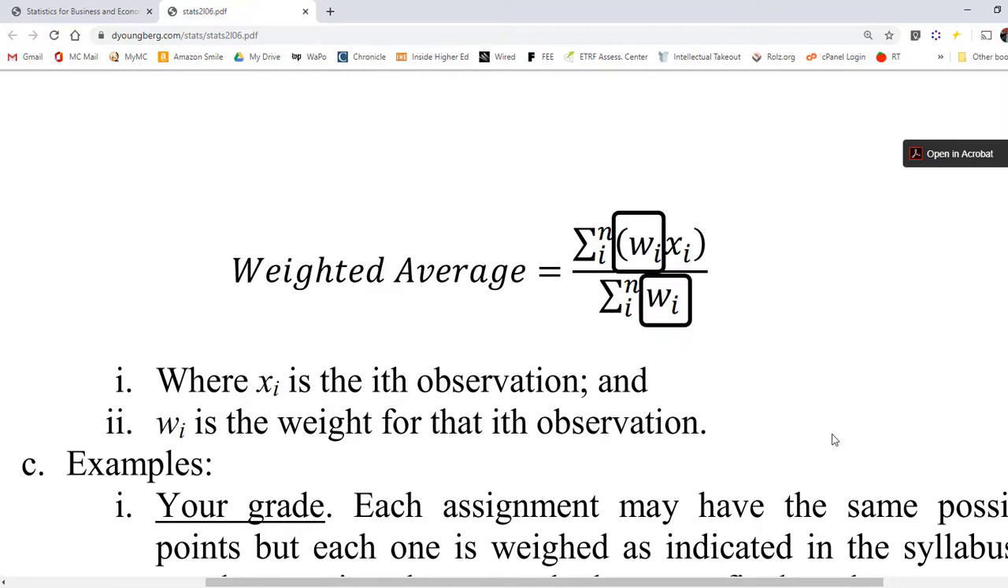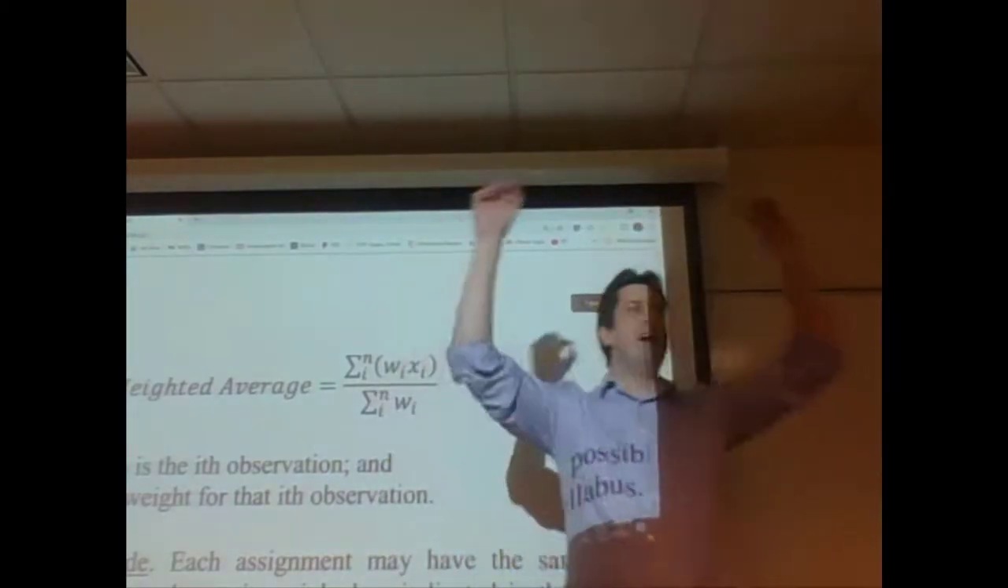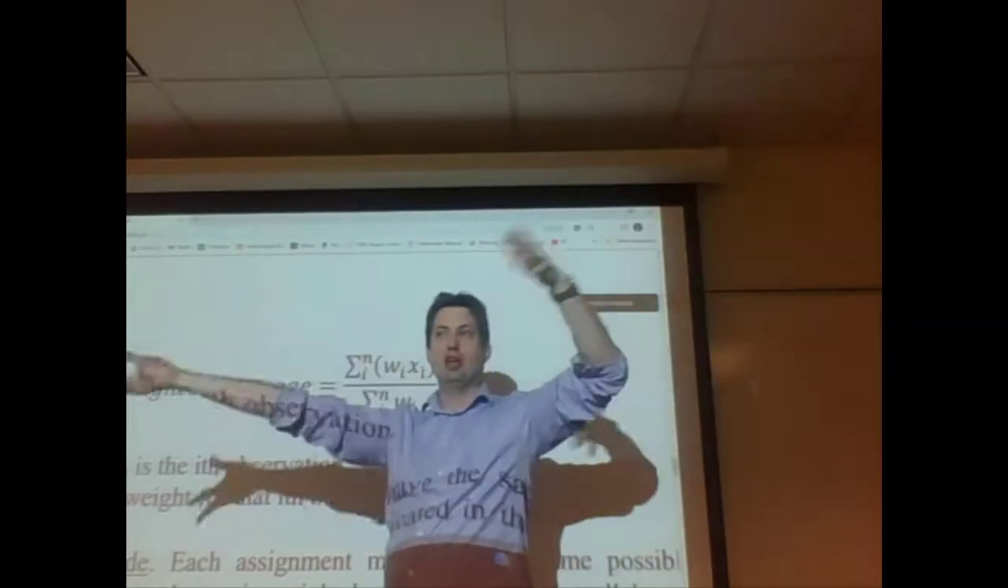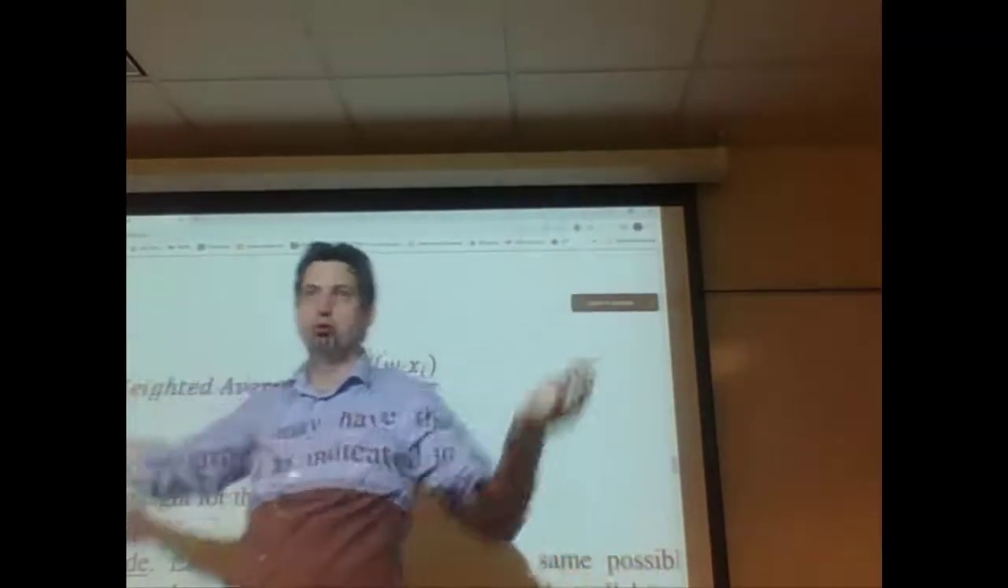The W's are the weights. Note we take the weight and we multiply it by some corresponding value. This is the mathematical way of telling you to match the individual values. So the first weight goes with the first observation. The second weight goes to the second observation, and so on and so forth.